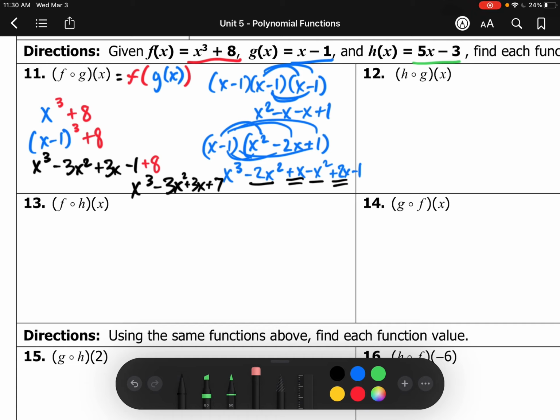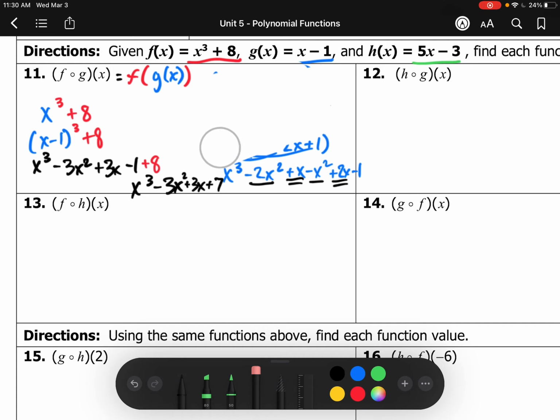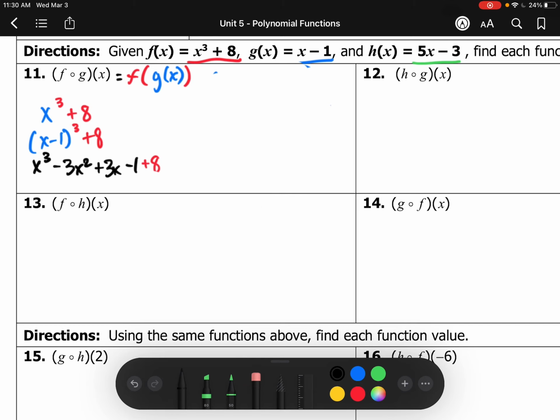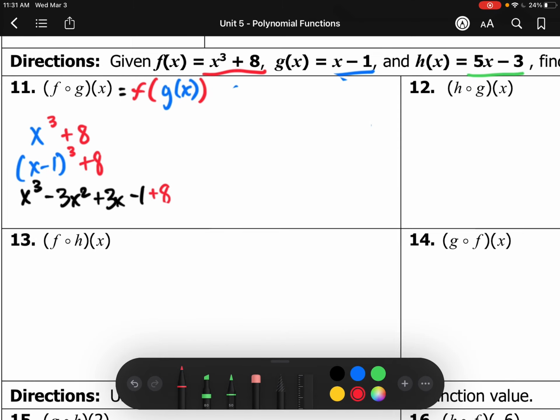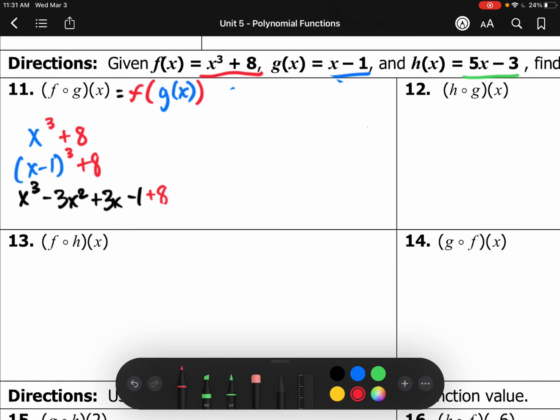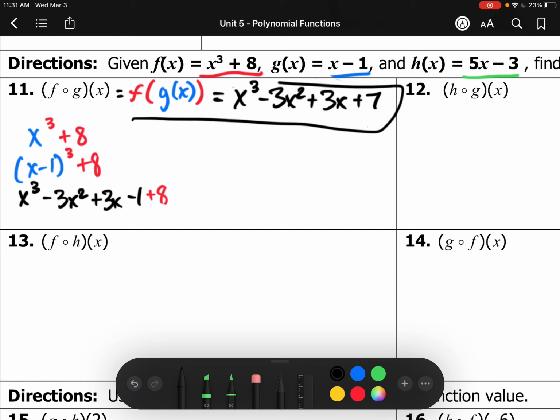I'm going to erase some stuff over here so I'm actually going to rewrite it. All right, so then I know that f of g of x is equal to x cubed minus 3x squared plus 3x, and then negative 1 plus 8 is plus 7, right? So this is our final answer.